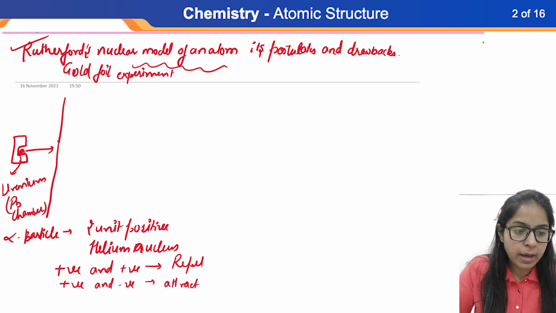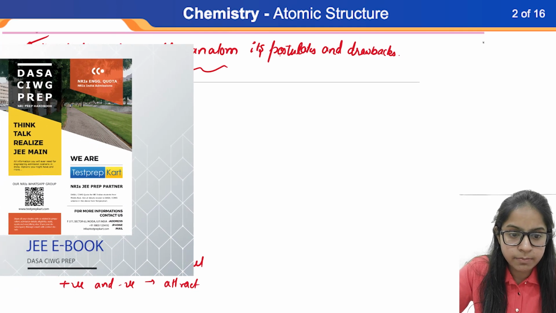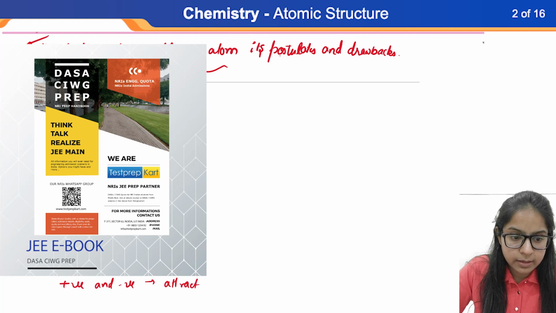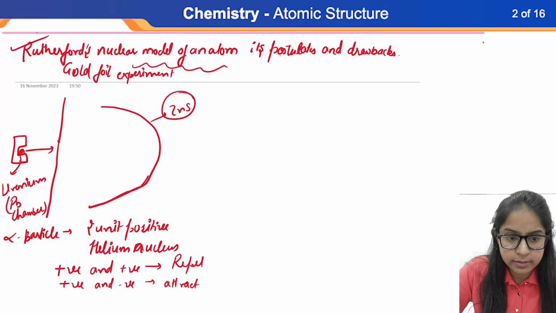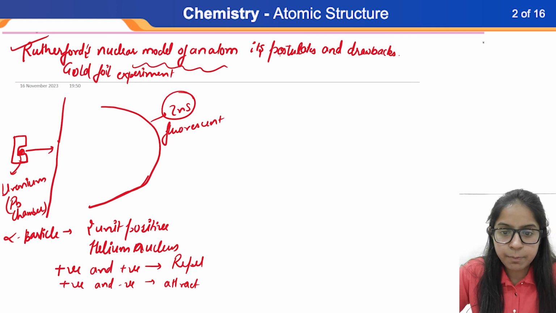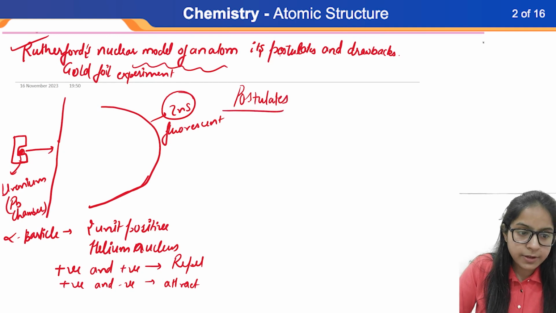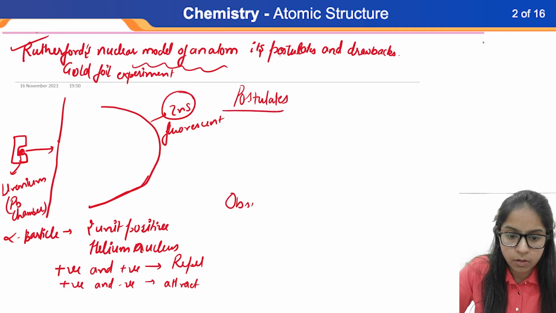Okay, so Rutherford bombarded alpha particles at this gold foil, and suppose this is a ZnS fluorescent material. This is the coating of the ZnS fluorescent material, which means if something strikes it, it produces scintillations. So the postulates of Rutherford are, first, the observations.